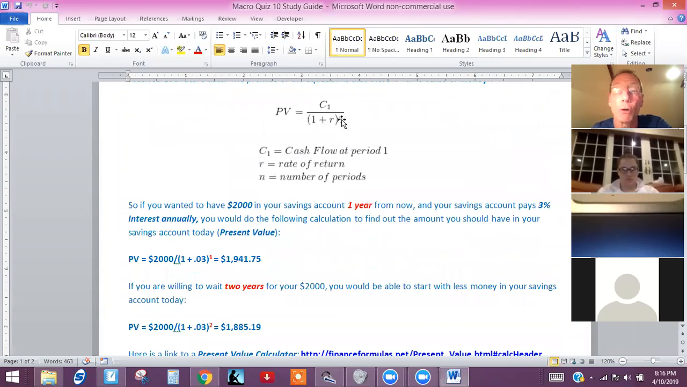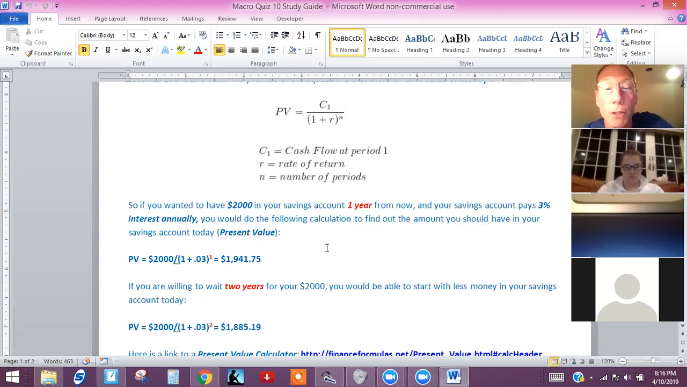And since it's only 1 year, N is 1, right? Because it's just the number of periods. It's just 1 year, so that's just 1. So that doesn't change. So it's pretty simple, and you just end up with the fact that if you started with $1,941.75 and you saved it for a year and it earned 3% interest, you'd end up with $2,000, right?